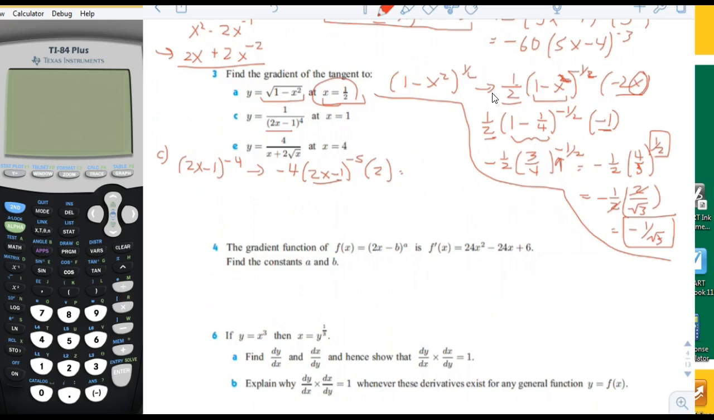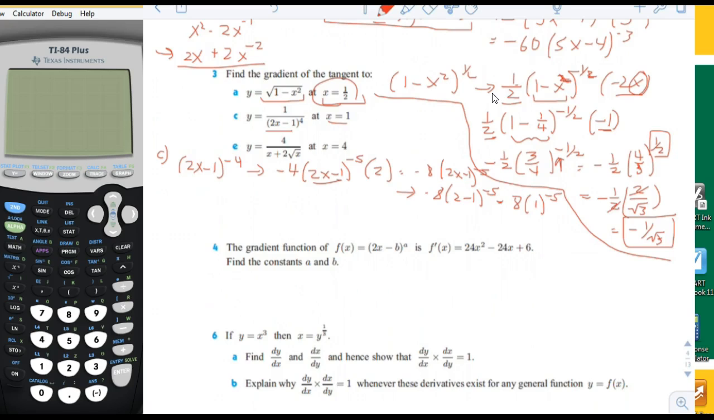Now it's going to be negative 8 times (2x minus 1) to the negative 5th. Okay, now I'm just going to plug in x equals 1. Oh, thank you for not making it so complicated this time. So negative 8 times (2 times 1, which is 2, minus 1) to the negative 5th. Yeah, they really made it easy on me this time.